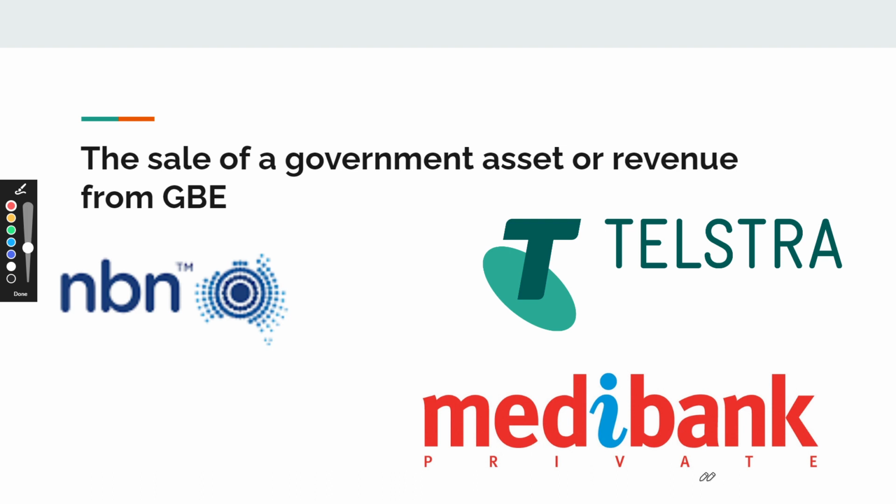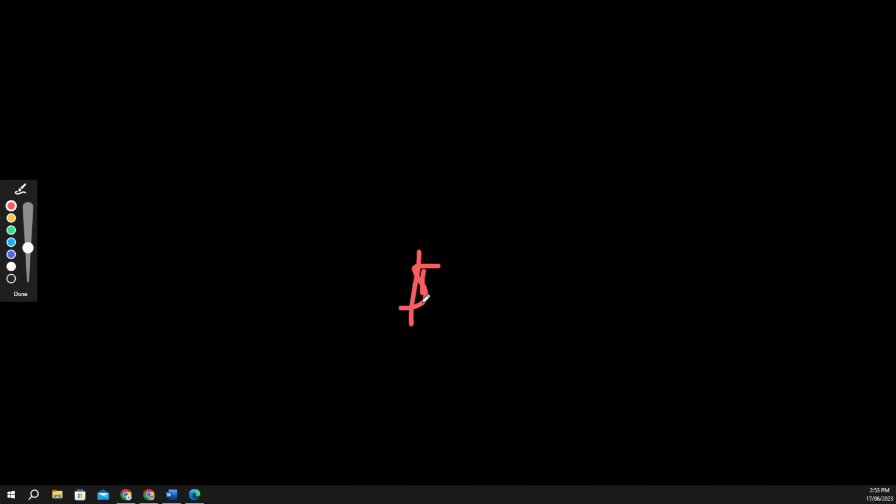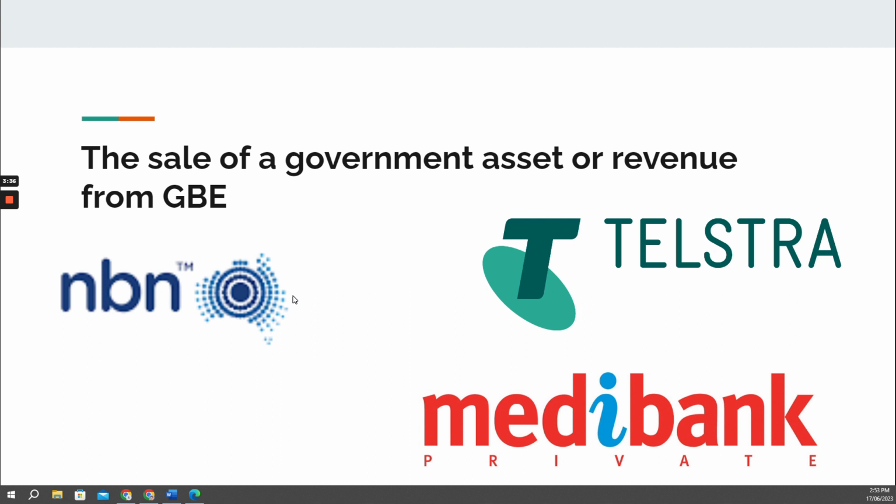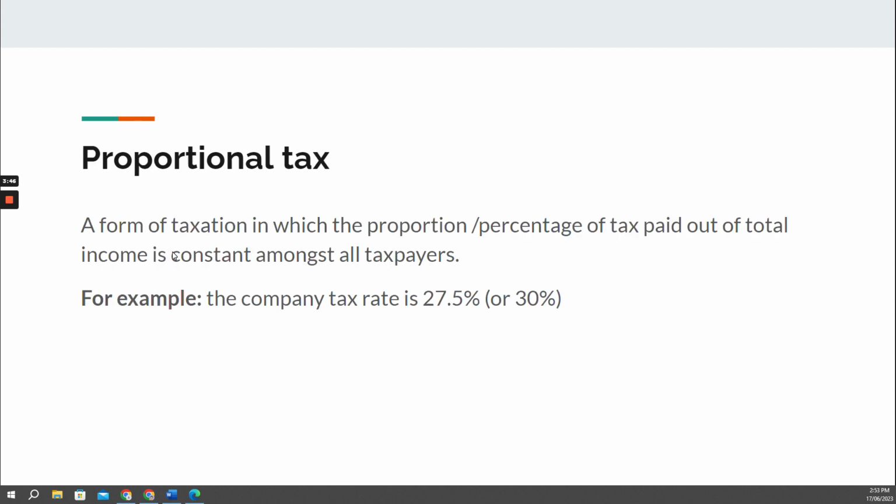And Medibank, a private health insurer, or it used to be a public health insurer, they sold these businesses to the private sector and they earned a lot of money for doing that, and that was a revenue for the government. The other thing is that they still own some businesses, the NBN Co. If that makes any money, that's a revenue for the government, much less than taxes.